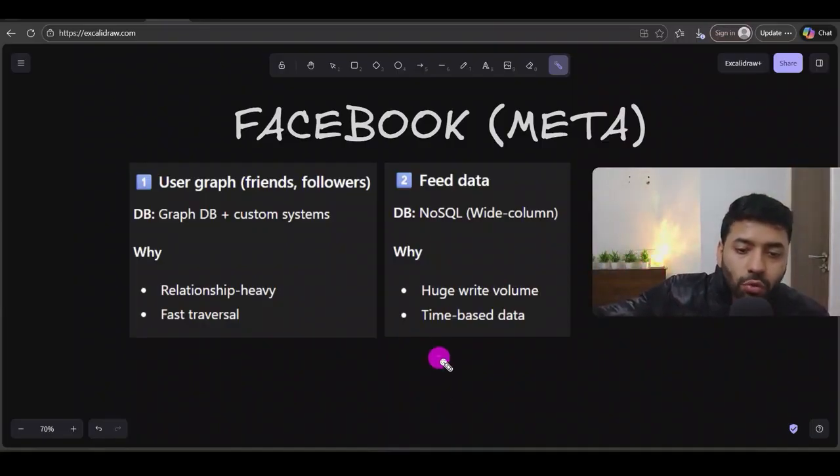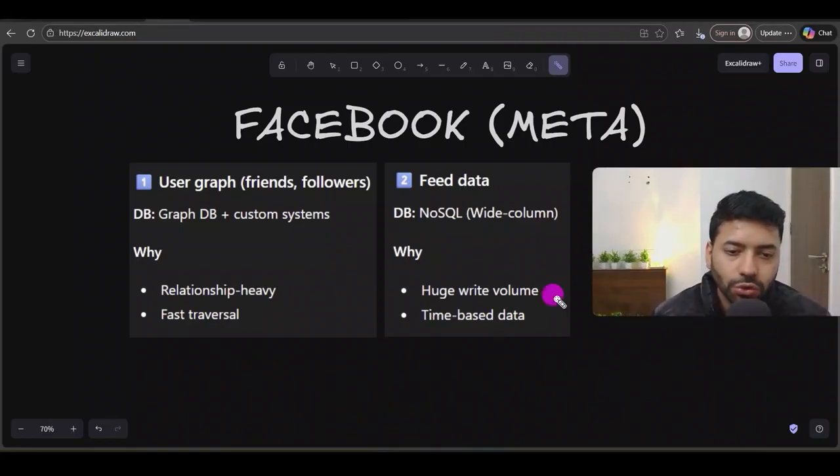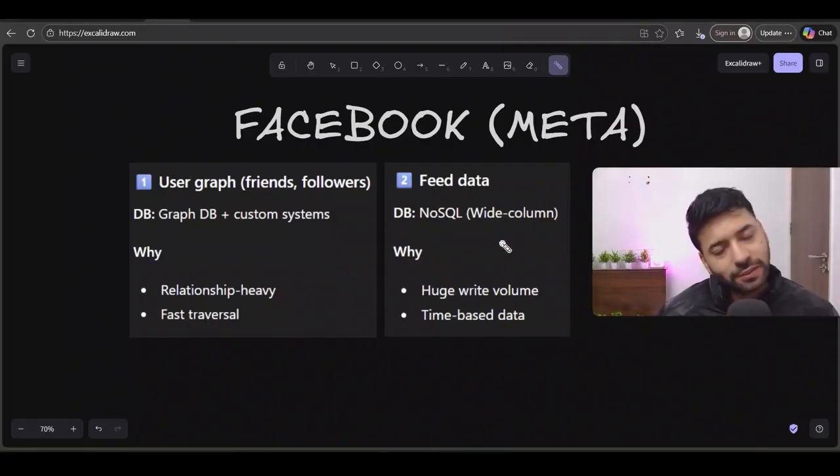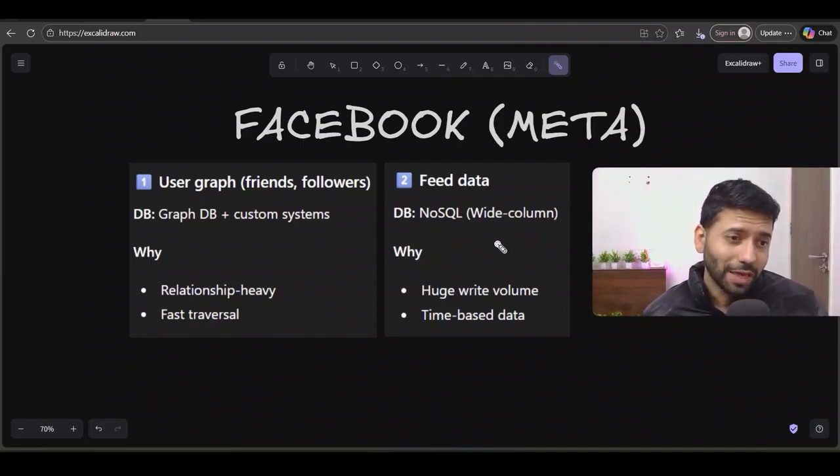If a person whom you follow has made 5 posts, in your user feed you will see the latest post first, then the second latest, and in that order you will see all of the posts, correct? As there is huge write volume and time based data, we can use a wide column database here. As we discussed earlier, a wide column database can be used to keep time series data. That's why it is a good choice for feed data.